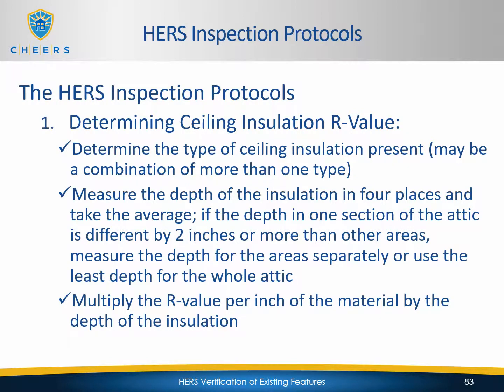You want to determine the type of ceiling insulation present, maybe a combination of more than one type, so you could have batts in certain areas, blown in others, whatever it may be. You want to measure the depth of the insulation in 4 places and take the average. If the depth in one section of the attic is different by 2 inches or more than other areas, measure the depth for the area separately or use the least depth for the whole attic. You then multiply the R value per inch of the material by the depth of the insulation.